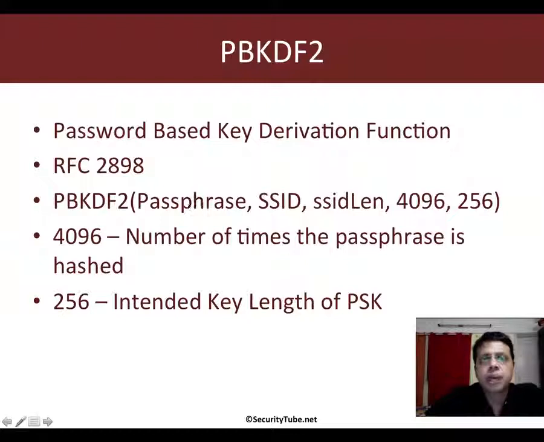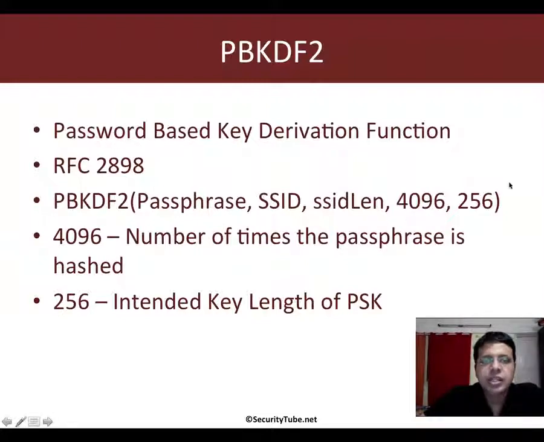The first is the passphrase which the user enters. The second is the SSID of the access point itself. Then is the SSID length, which is of course the length of the SSID. And then 4096 and 256 for WPA PSK. 4096 stands for the fact that the passphrase would be hashed 4096 times by this function, and 256 is the size of the end key which is required from the function.